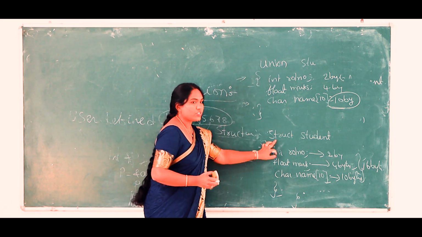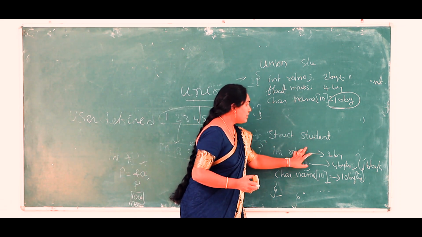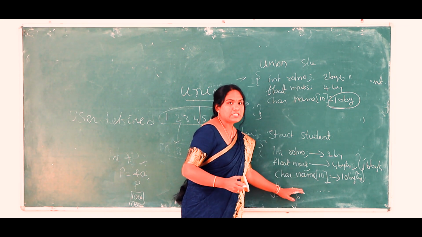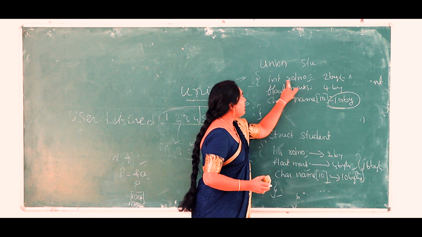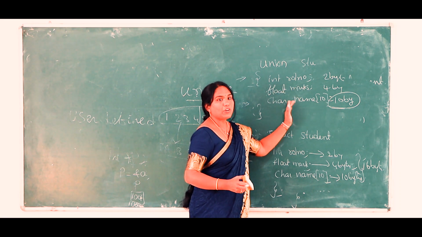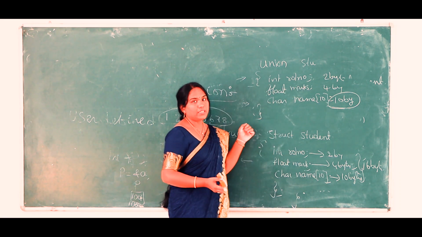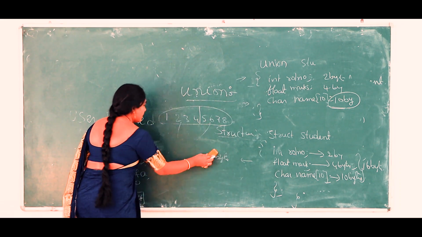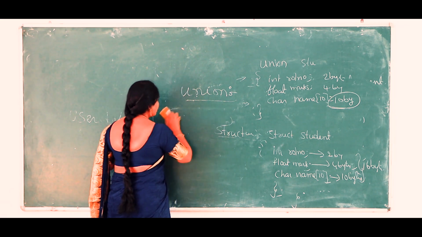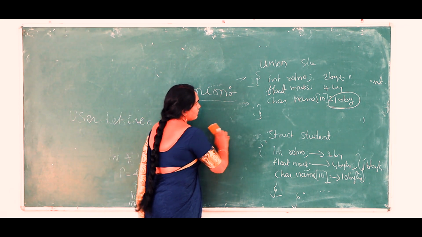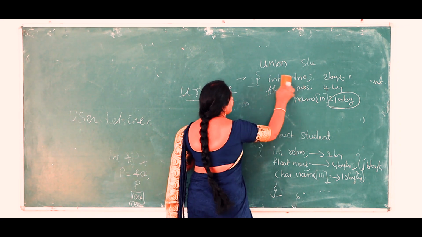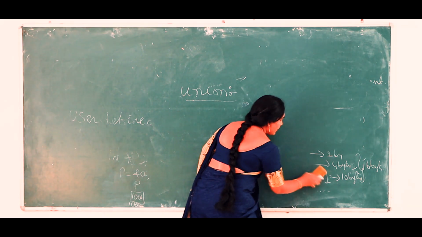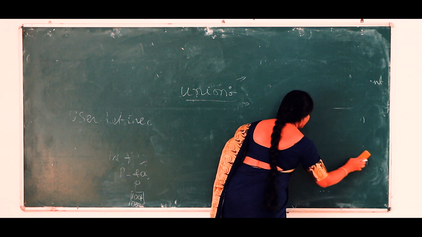The union and the structure. In structure, the members can be called at a time. Why? Because it has individual space. In union, the members cannot be called at a time. Why? Because it does not have individual memory. That is the concept of union and structure. It is also one of the very, very important questions from the examination point of view. I hope you understood what the union is and what keyword we use for the union. The keyword for the union is union.